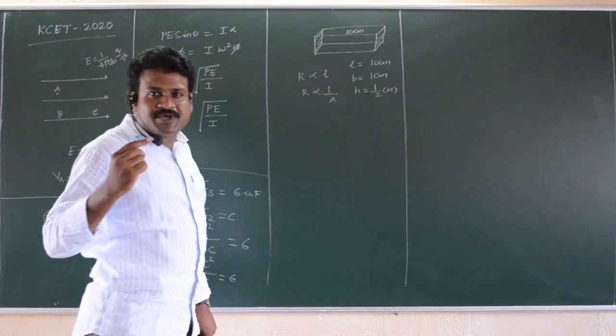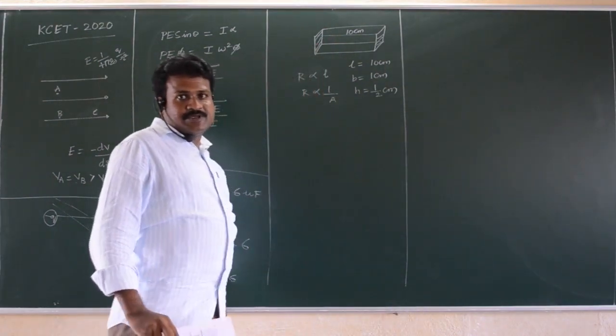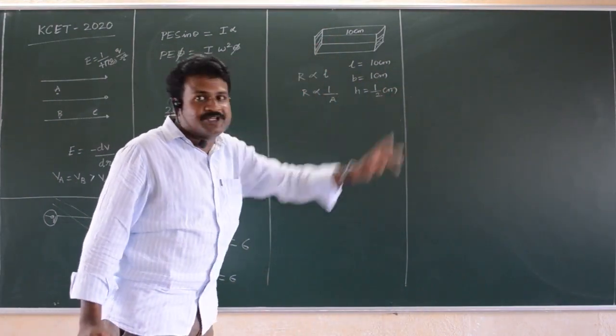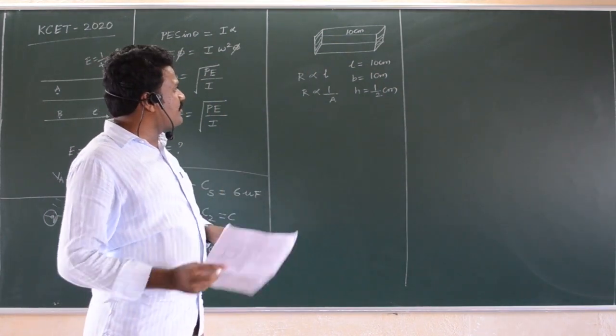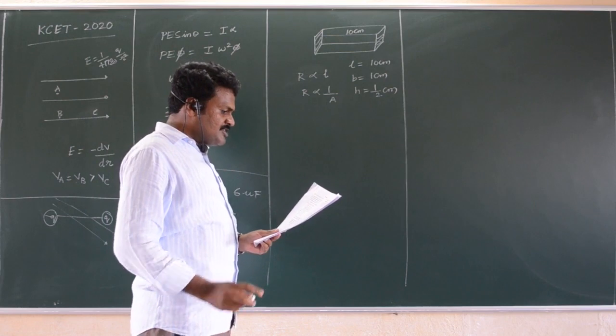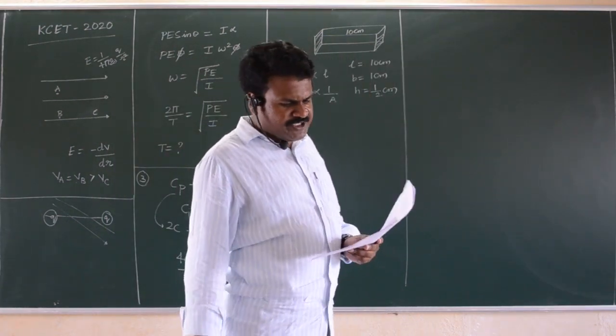So resistance is maximum when current passes through the higher length. So it must pass through 10 centimeters, and the area of cross section should be less. Therefore the answer is: resistance is maximum when the battery is connected across the 1 centimeter and half centimeter faces.